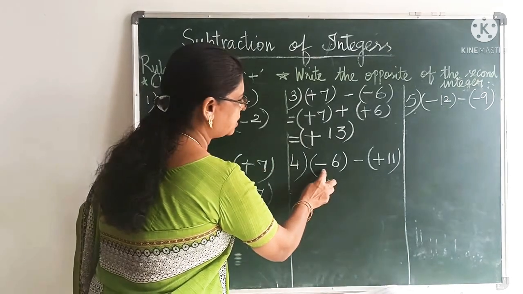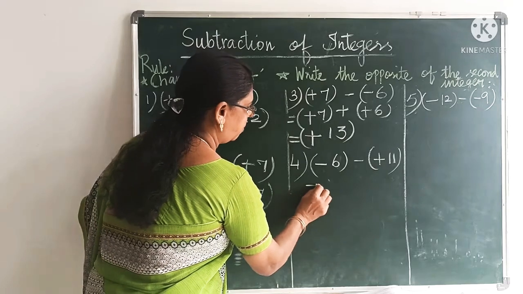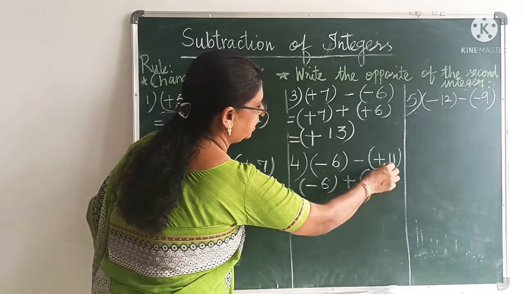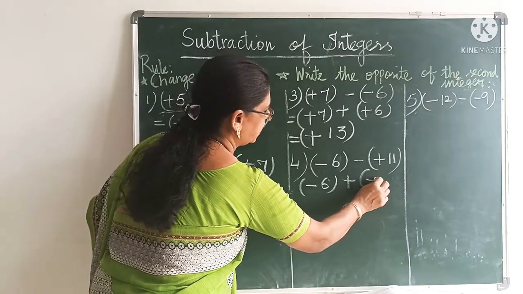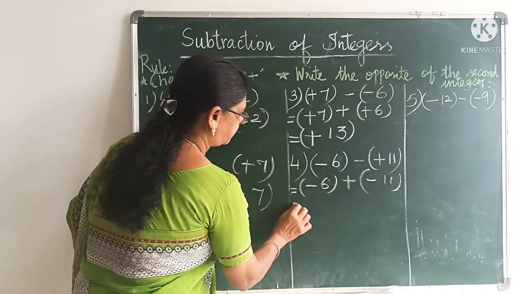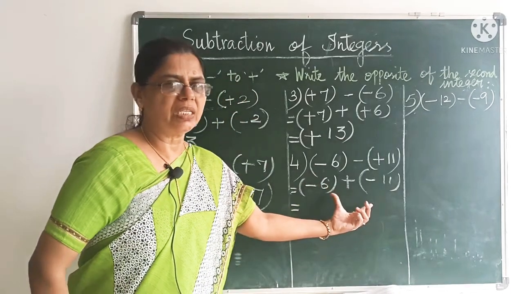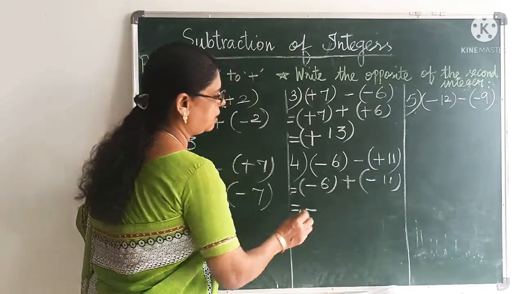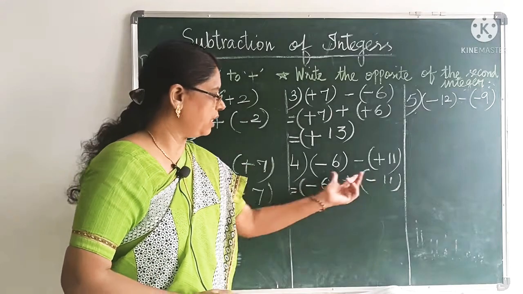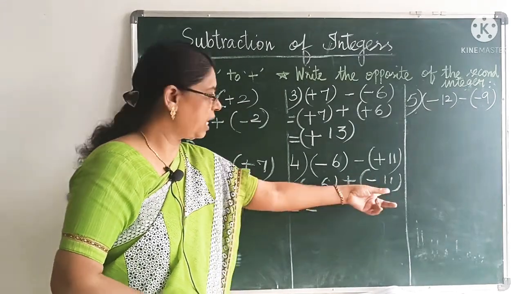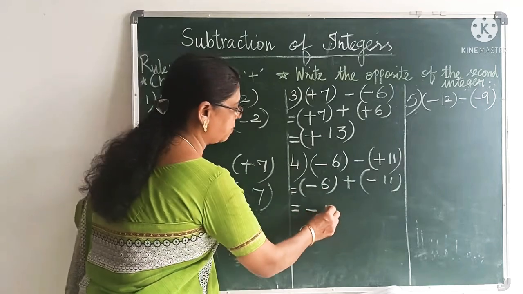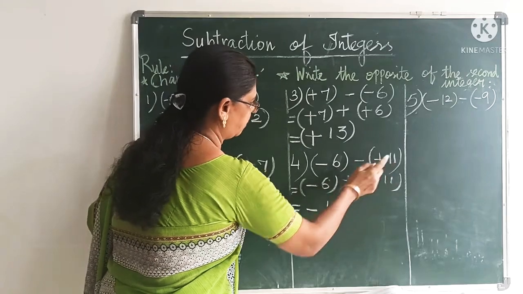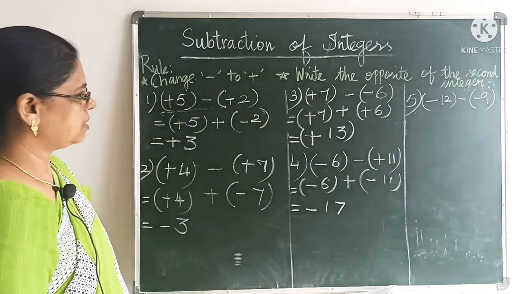Next, minus 6 minus plus 11. Copy down the first integer as it is. Change minus sign into plus sign. And the opposite of plus 11 is minus 11. These are the two integers with the same sign, same minus sign. So put minus sign and then find out the sum of these two integers. What is the sum of 6 and 11? The sum of 6 and 11 is 17. So minus 6 minus plus 11 is equal to minus 17.